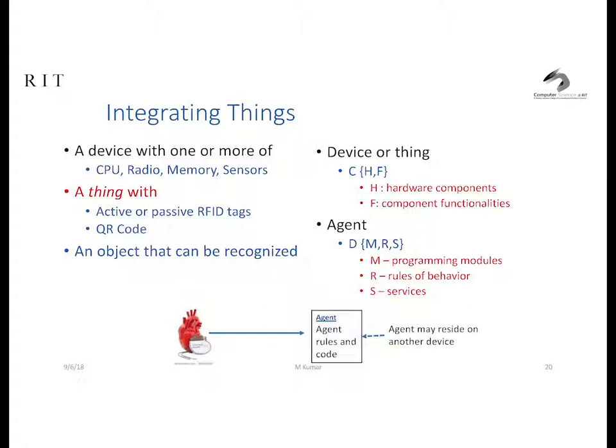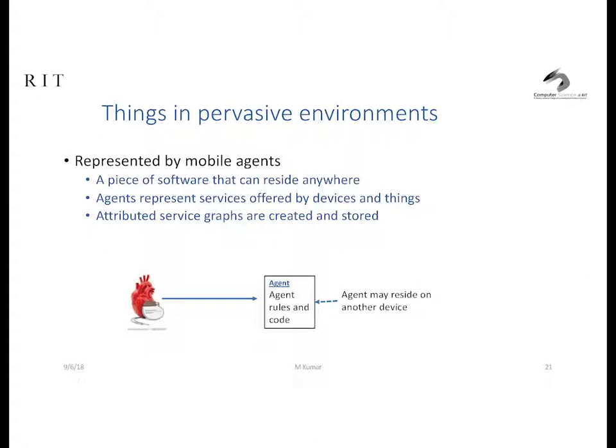And the very important thing is I can represent this entire device as an agent, as a software agent, on my computer or on my phone, okay? So basically, the agent carries all this software, and this agent can reside on my phone. Whenever the heart rate monitor gives out a signal, gives out an output, this agent comes alive on my phone and does something. That is defined by the rules and services on the phone, okay? So the mobile agent is nothing but a piece of software that can reside anywhere. Agents basically represent services offered by devices and things.